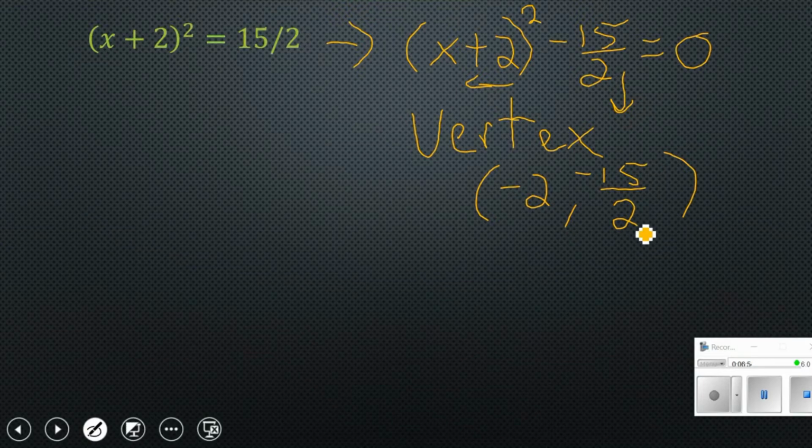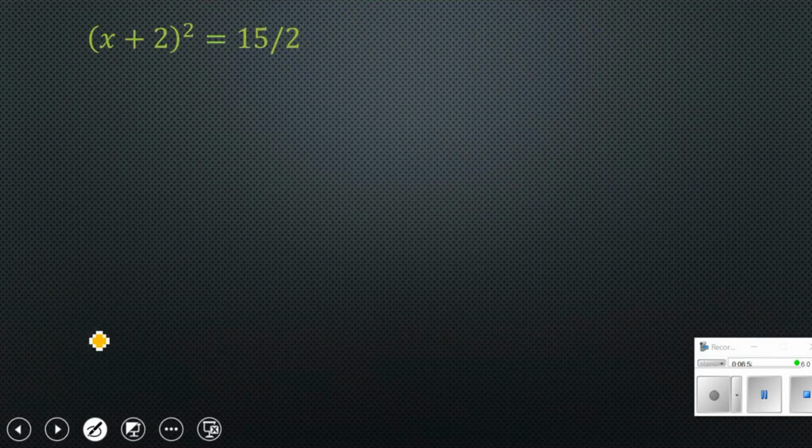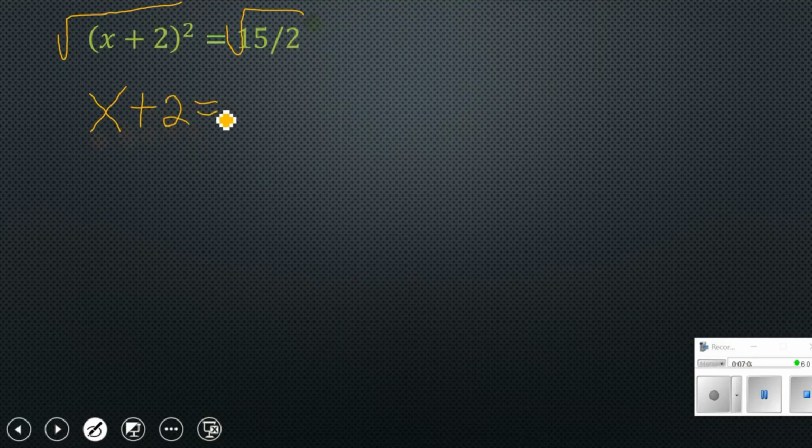Okay, but our main goal here is to solve. So what we're going to do is go ahead and finish that off. So remember our stage. We're going to square root both sides. And we're going to get x plus 2 on the left. And make sure you put the plus minus here. And we have the plus minus of square root of 15 over the square root of 2.